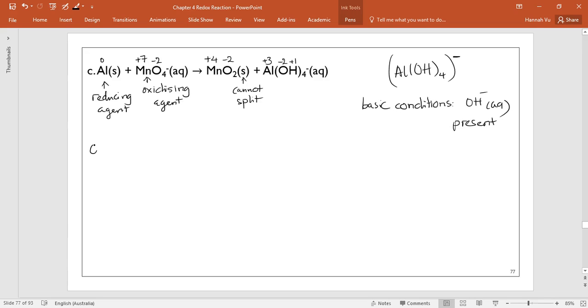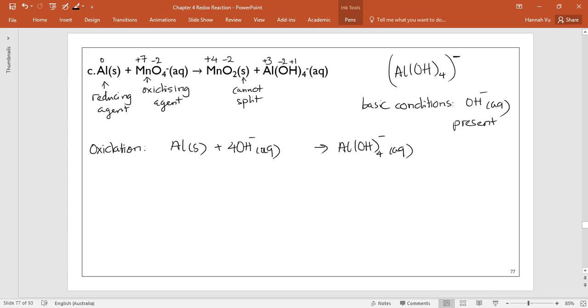So I'm going to start with the oxidation half equation, which goes from Al solid going to AlOH4 minus aqueous, and the aluminium itself is already balanced. I think already you can see that you need to balance the hydroxide. Now you could go through H+ and then convert the product to a basic condition, or you can just do this if you realize that a hydroxide ion will be present in this solution, which makes life a lot easier for you, I think.